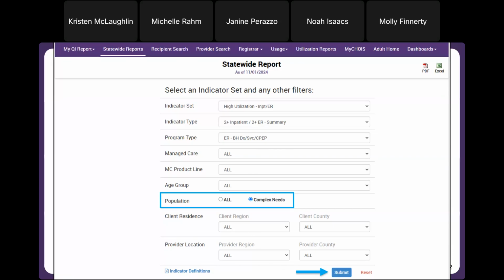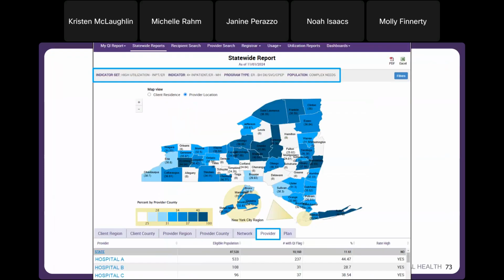I want to see how other people are doing with this type of population. So when I go into my statewide flag, again, I have the ability to drill down and compare the prevalence via region, county, network, provider, or plan.